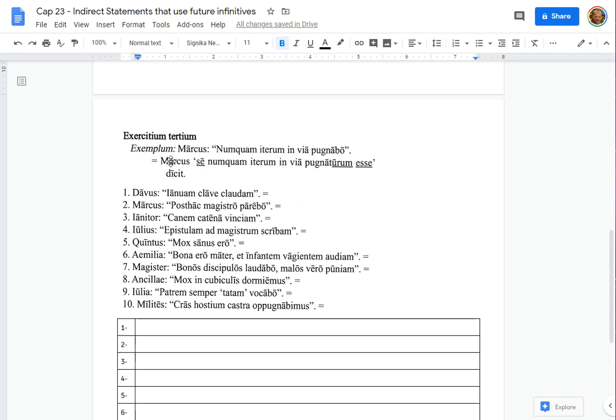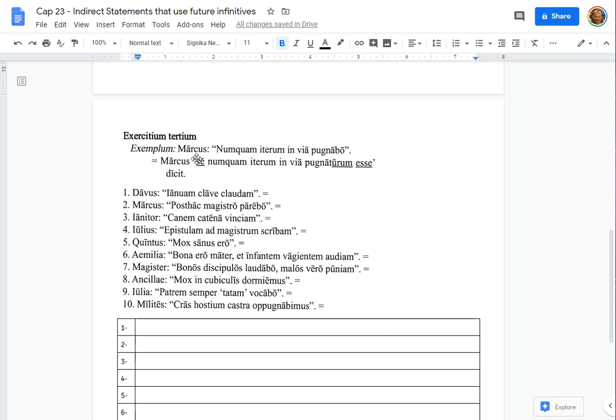So Marcus, speaking about himself now, not about somebody else, if Marcus was saying that he, meaning another he, not meaning Marcus, but another one, then this would be eum. But Marcus is speaking about himself. So se, if you remember back to Julia looking at herself or seeing herself in the mirror, this pronoun se is used in an indirect statement when the subject is speaking about something that he or she or they themselves will do. Okay, so Marcus says that he, meaning himself, never again will fight in the street.